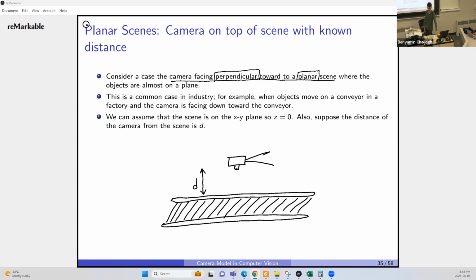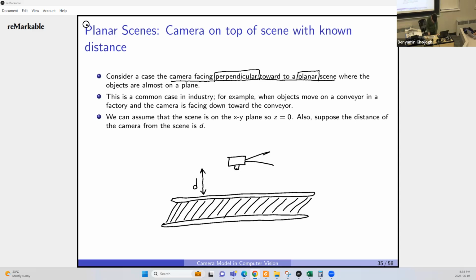Another case is when your camera is very far away from the scene. You are taking a picture of mountains and valleys, but they are very far away from you, so far that they behave like a plane. If you get close to them, it's not planar, but when you're very far away, it becomes like a plane. So this is a common case in industry, as I told you.